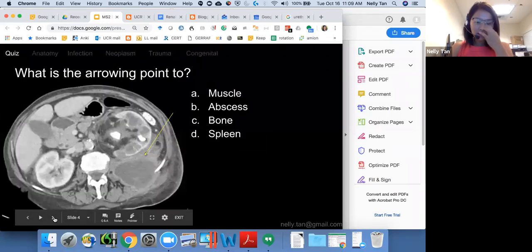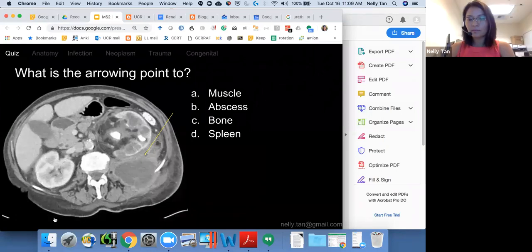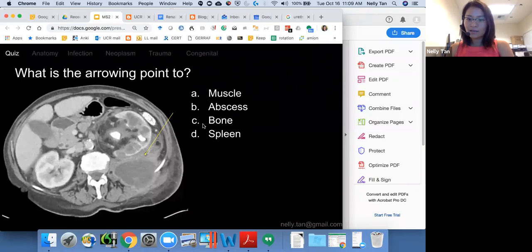What is the arrow pointing to? Muscle, abscess, bone, spleen. We're going to review these answers later. So what is the arrow pointing to? The spleen, the kidney? The kidney is not one of the answer choices. Abscess. Okay. Awesome. Great.